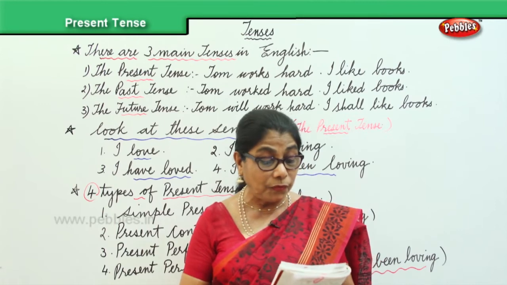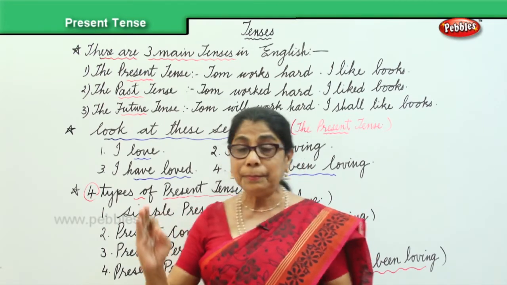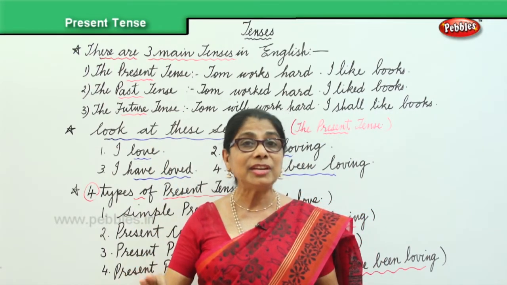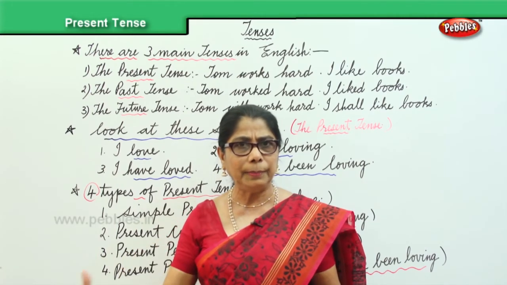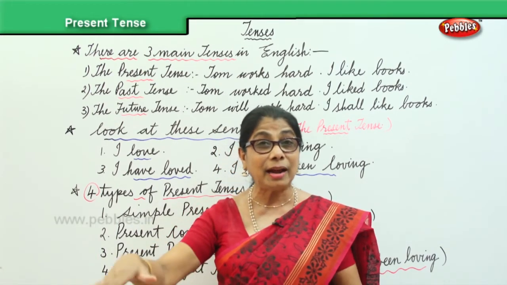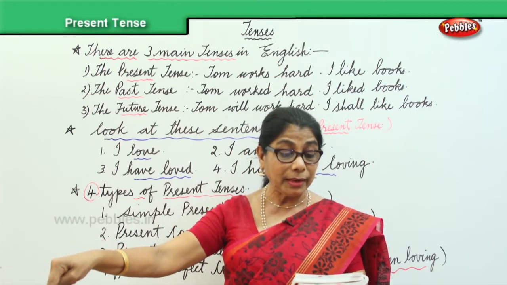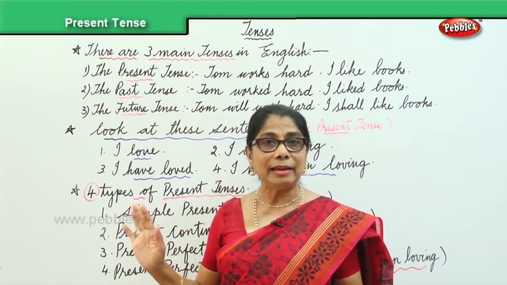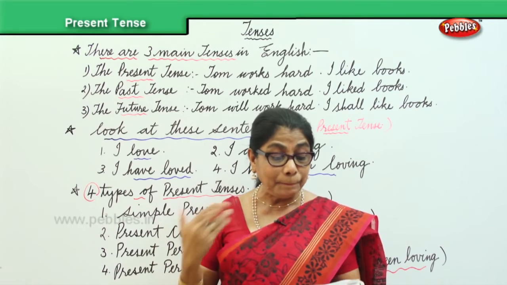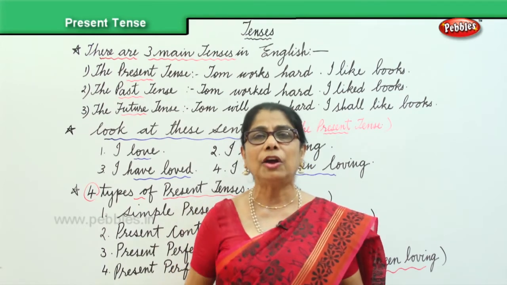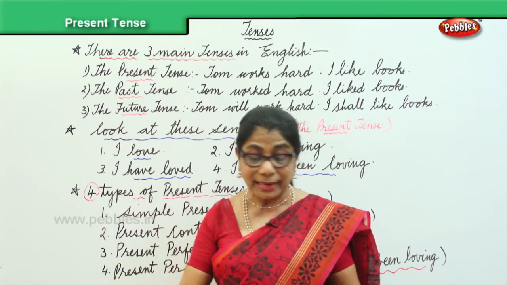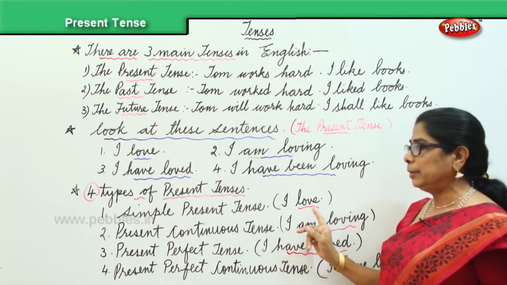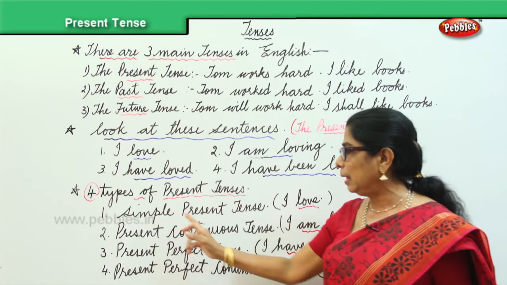We are looking at the verb love. The verb love, what does it say? The verb love expresses the action done in the present time, now. And it does not tell us anything about the completeness. When I say I love, we do not know about the completeness or incompleteness of the action. Therefore, we say the verb love is in the simple present tense.